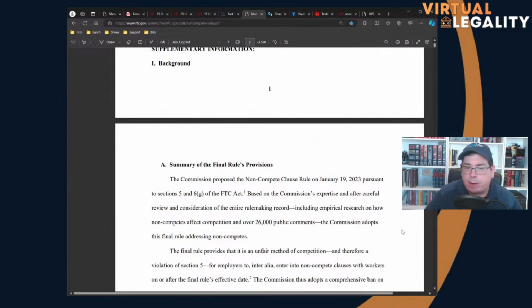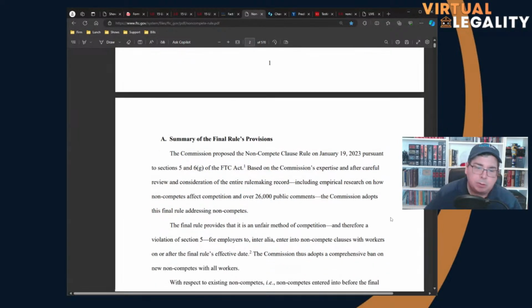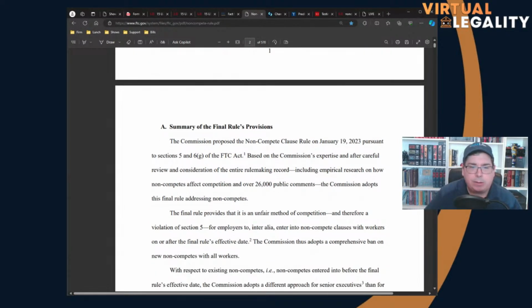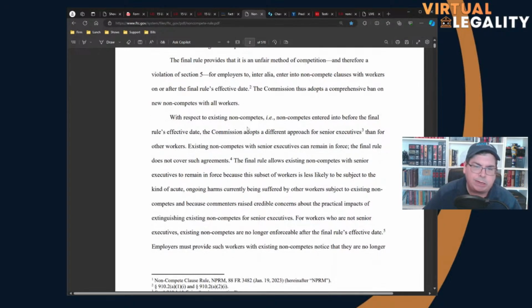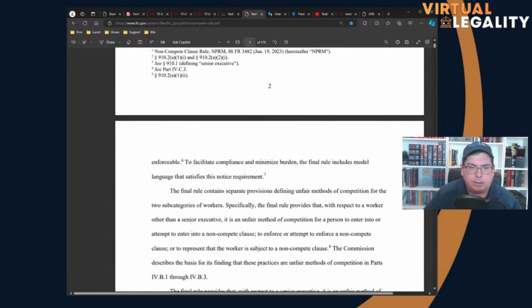Summary of the final rule's provisions. So this is mostly what we saw in the previous document. The Commission proposed the non-compete rule on January 19th, 2023. Based on the Commission's expertise and after careful review and consideration of the entire rulemaking record, so they took comments, the Commission adopts the final rule addressing non-competes. The final rule provides that it is an unfair method of competition for employers to enter into non-compete clauses with workers on or after the rule's effective date. With respect to existing non-competes, we get the senior executives that can still have effective non-compete clauses.